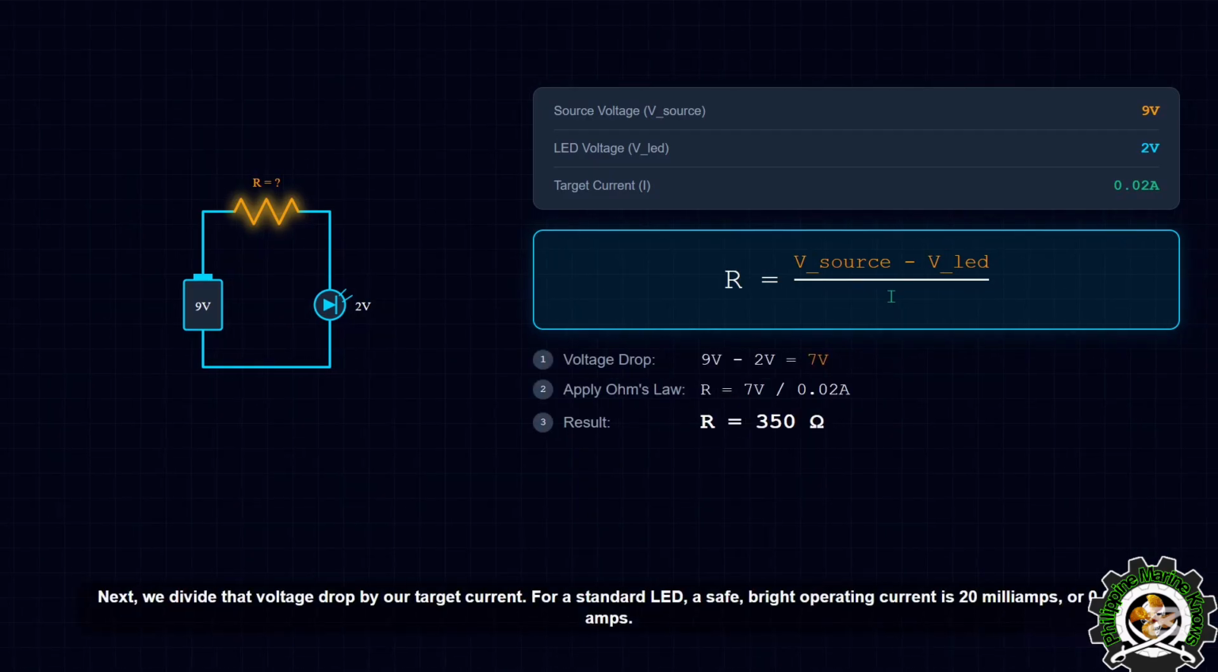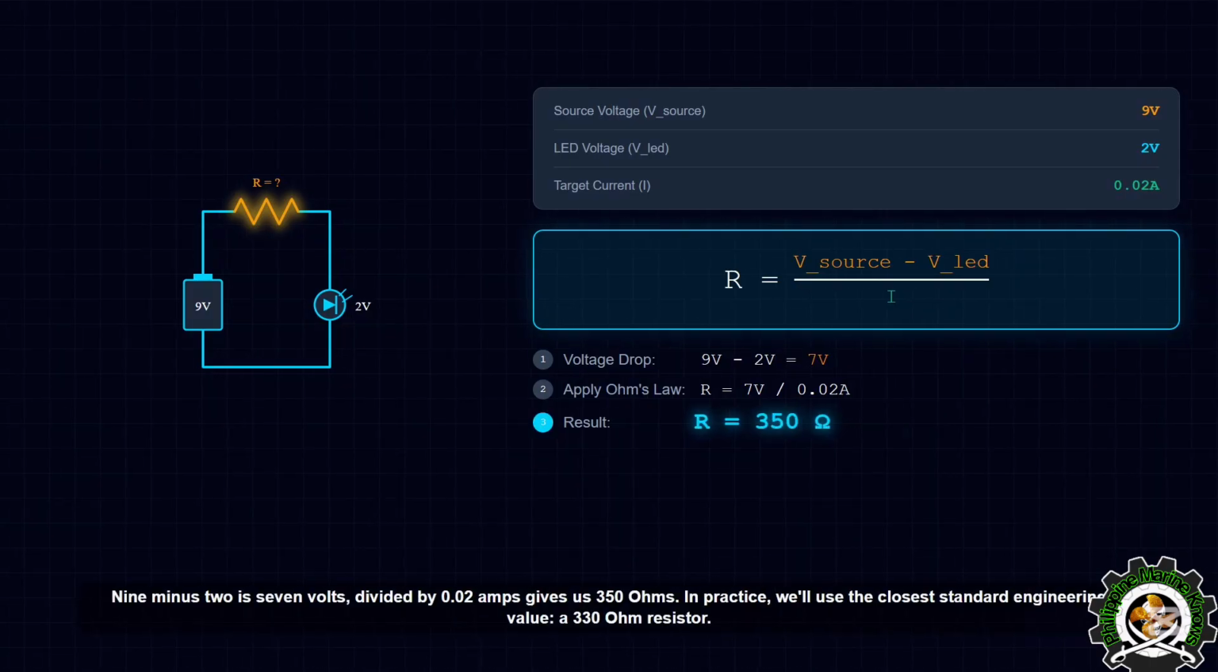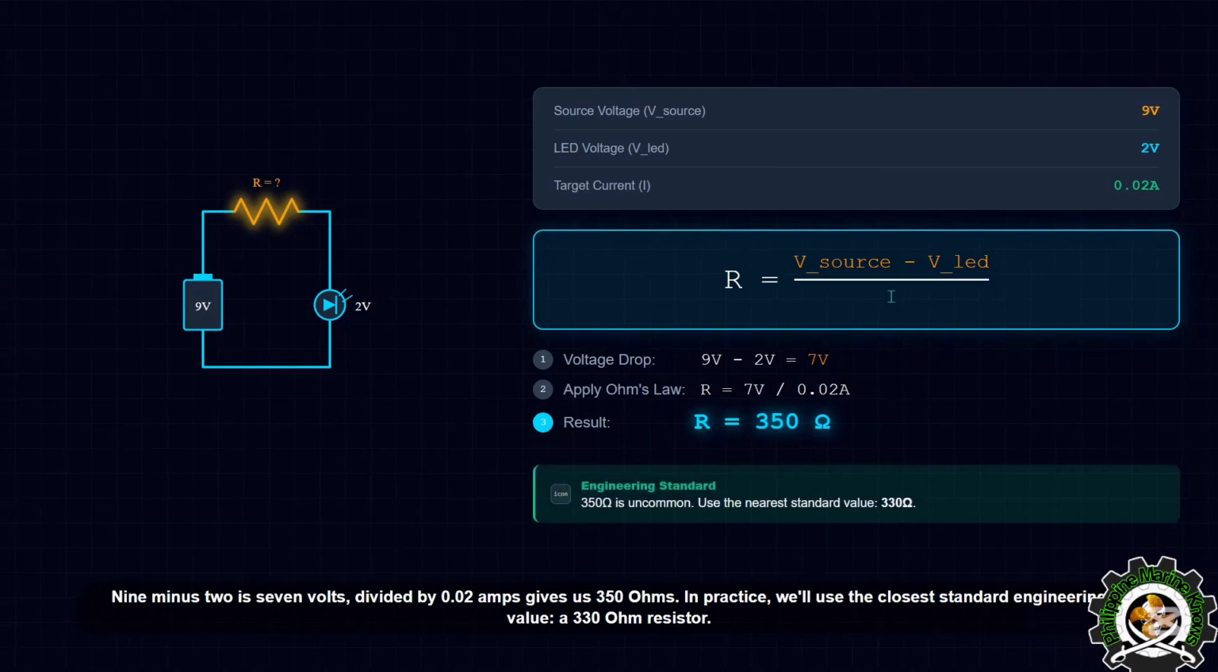Next, we divide that voltage drop by our target current. For a standard LED, a safe, bright operating current is 20 milliamps or 0.02 amps. 9 minus 2 is 7 volts, divided by 0.02 amps gives us 350 ohms. In practice, we'll use the closest standard engineering value, a 330 ohm resistor.